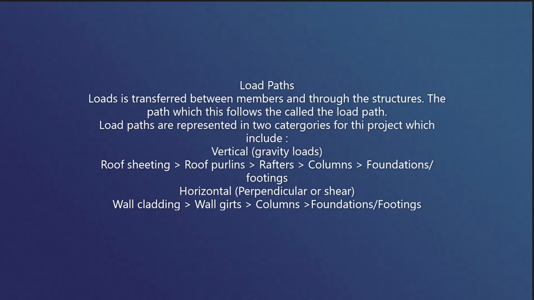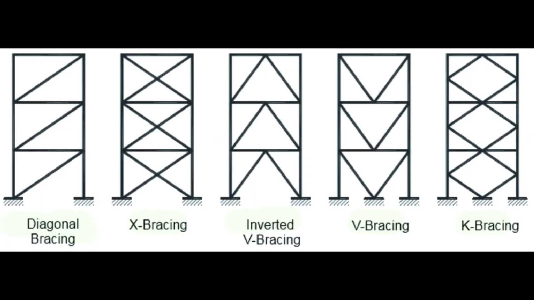Load paths. Load is transferred between members and through structures. Load paths through shed structures typically follow a path based on vertical and horizontal loads applied. Vertical loads or gravity loads are transferred from the roof sheeting to the purlins and then through the rafters, columns, and finally into the foundation and footing. The other loads applied, which are horizontal loads, are applied to the wall cladding first, and then the wall girts, to the columns, and finally to the foundation and footings. The vertical loads are typically dead loads and live loads, and the horizontal loads are typically wind loads.